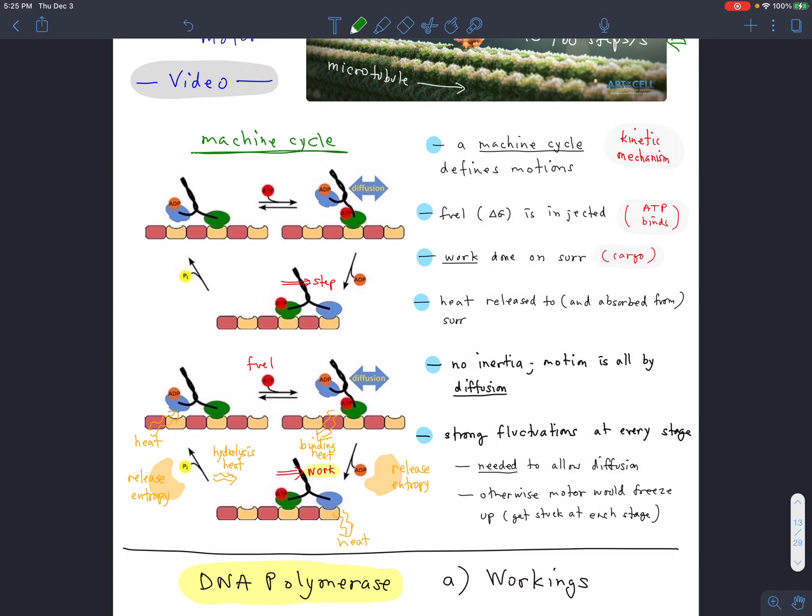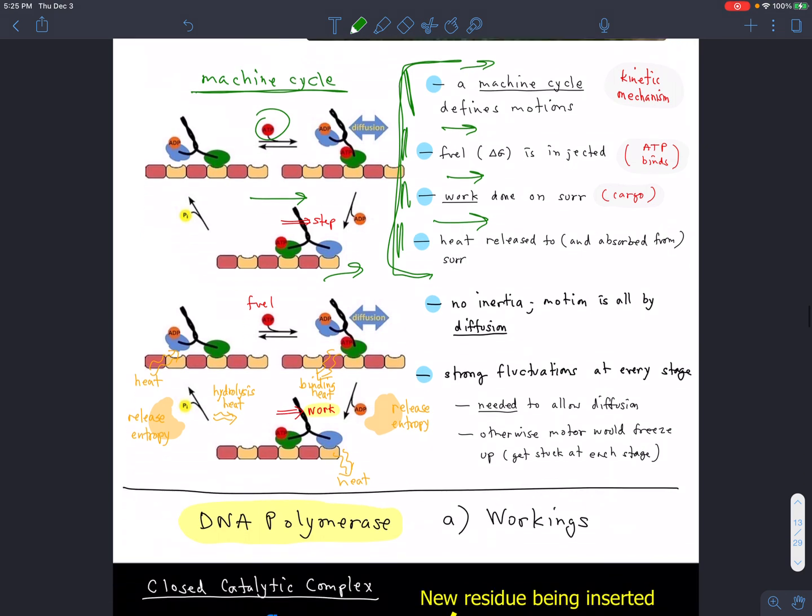And I won't go through the cycle here, but suffice it to say that a lot of the steps are the same. A lot of the features are the same between the macroscopic and microscopic motors. There's a machine cycle, that's the kinetics. There's fuel, that's the ATP that's coming in. Work gets done when this guy steps and pulls on the cargo. Forces are generated. Those forces are moved through distances, or force times distance is work, so work is being done. And heat is released and absorbed into and out of the surroundings, as shown in this diagram down here. And those also play an important role in the overall thermodynamics of the machine.